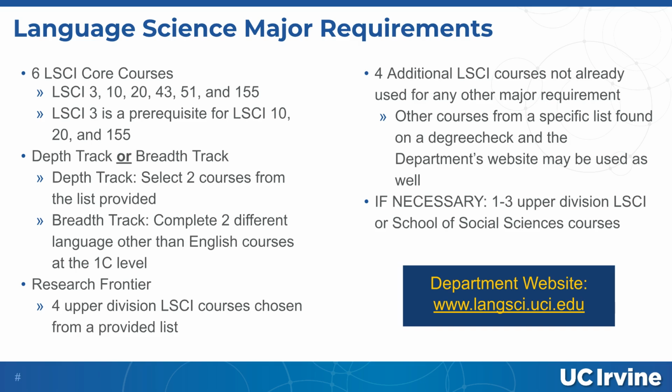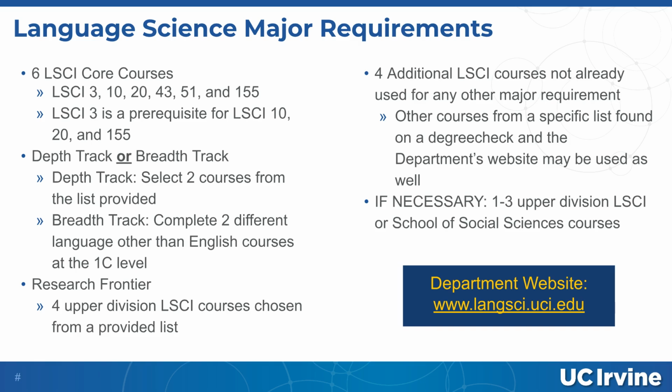The research frontier requirement is the next part of the major. Students must take 4 upper division LSI courses selected from a specific list for this requirement. Lower division courses are those numbered 1 to 99, while upper division courses are numbered 100 to 199. The LSI courses applicable toward this requirement can be found on the Language Science Department's website.